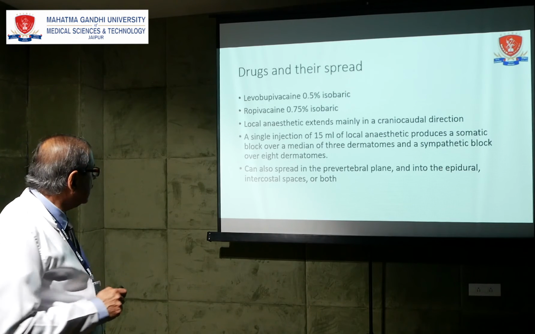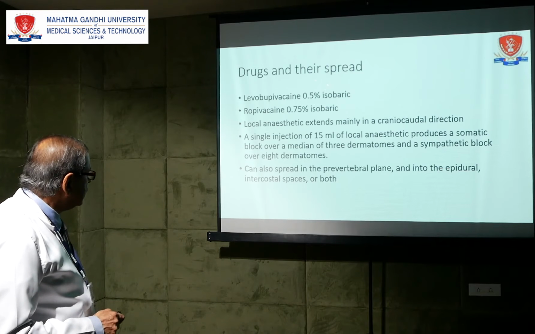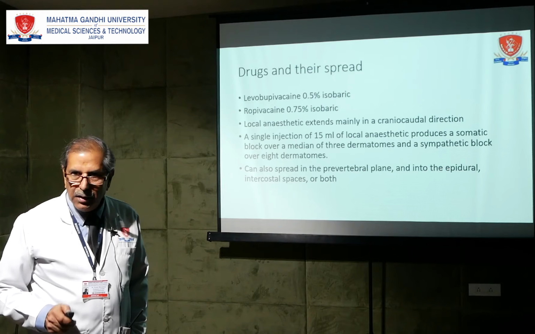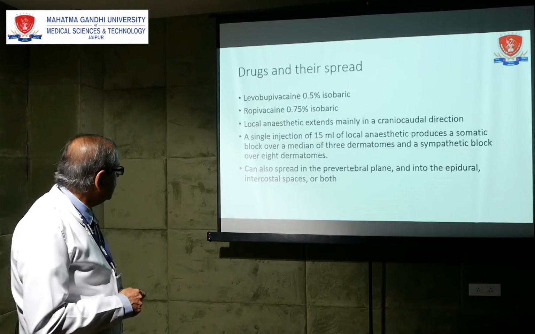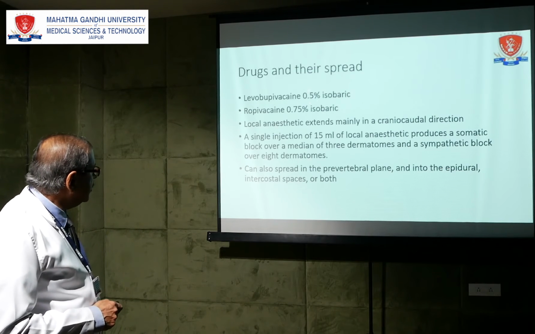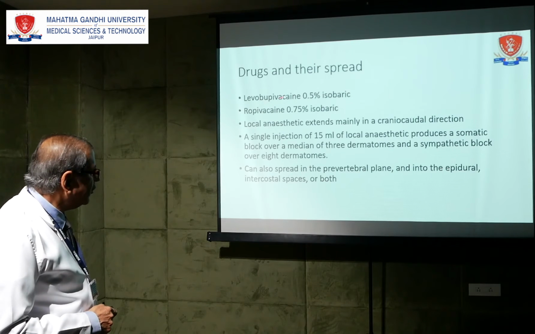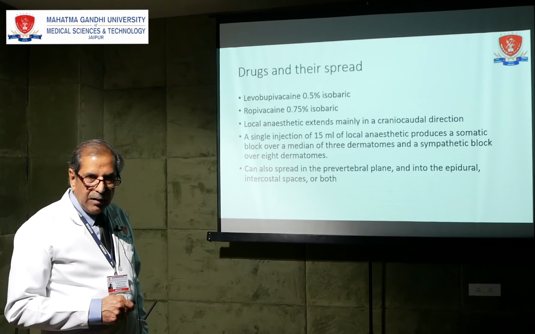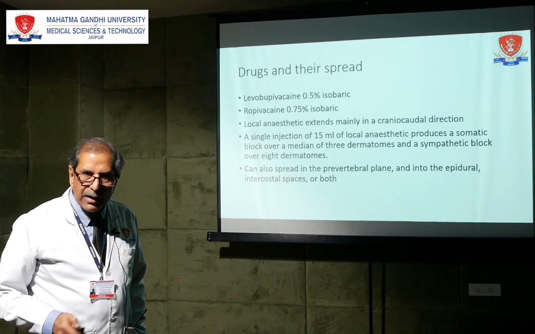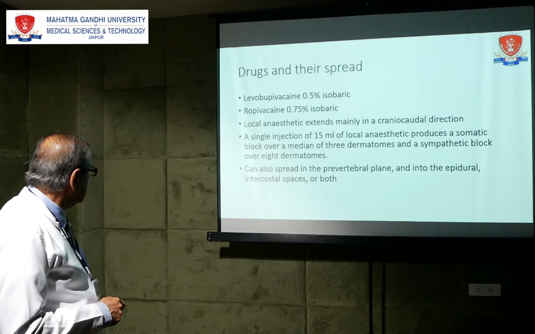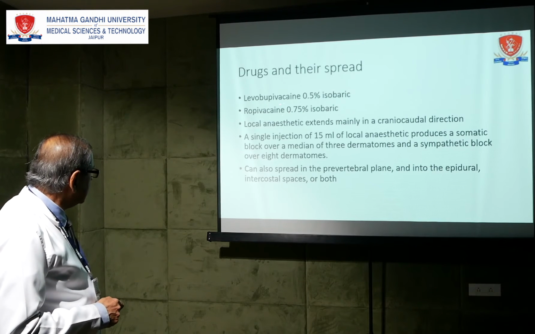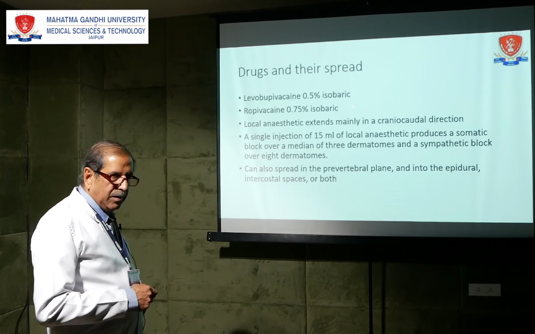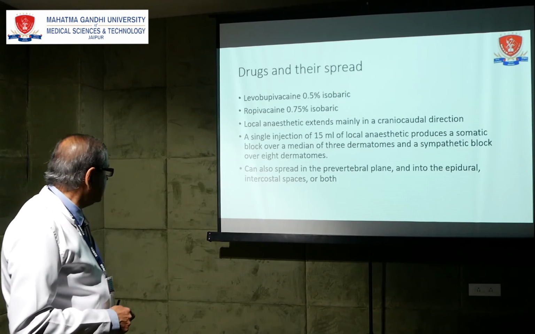The local anesthetic, obviously. The drug has to be of sufficient concentration which can block somatic nerves. So, when we talk about bupivacaine or its levo-dextro isomer, it is 0.5%. If it is lignocaine, which is a shorter acting drug, it has to be 2%. This is the equivalent concentration for ropivacaine. So, you require a somatic nerve blocking concentration.